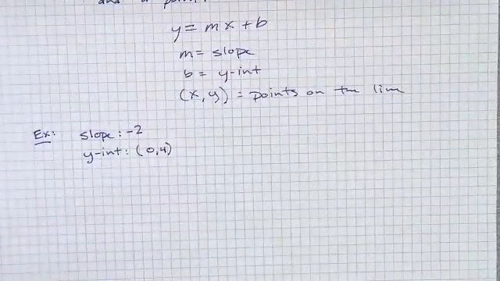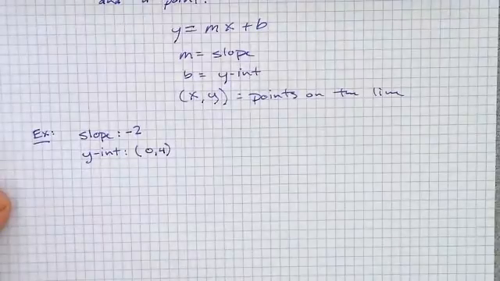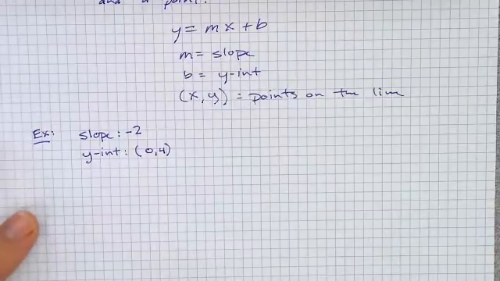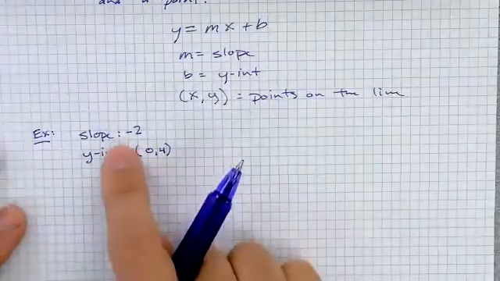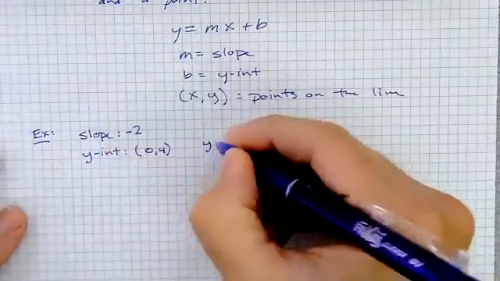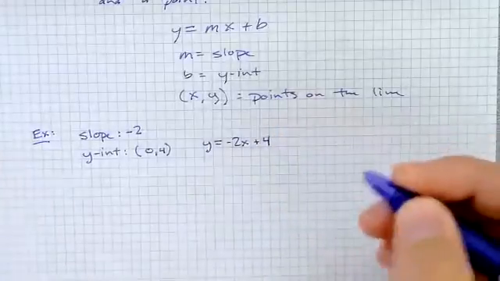Okay, if we're given the slope and the y-intercept like this, it's pretty straightforward. Our y-intercept is 4, our slope is -2, so we can write our equation, y equals -2x plus 4.